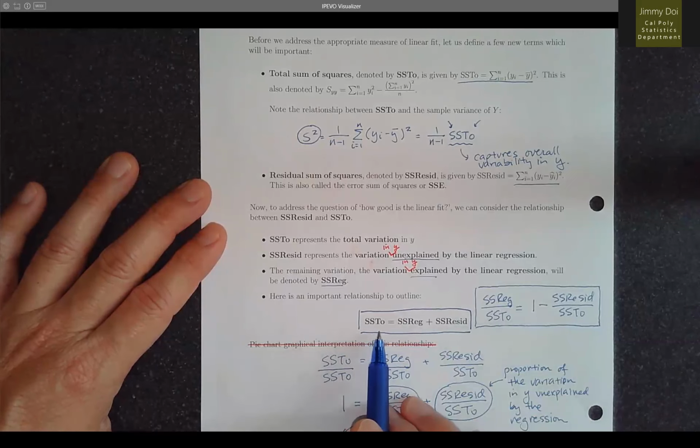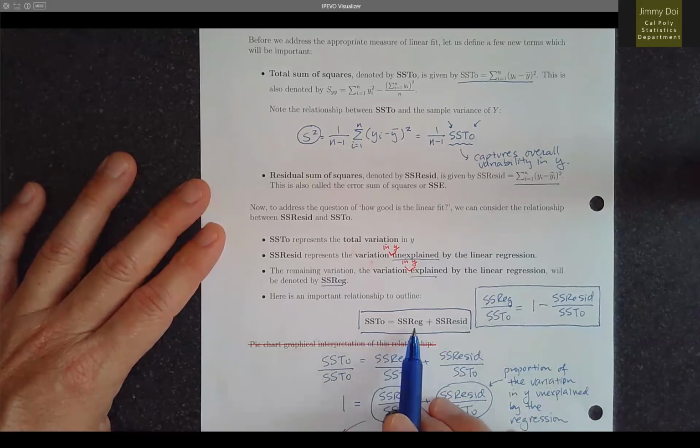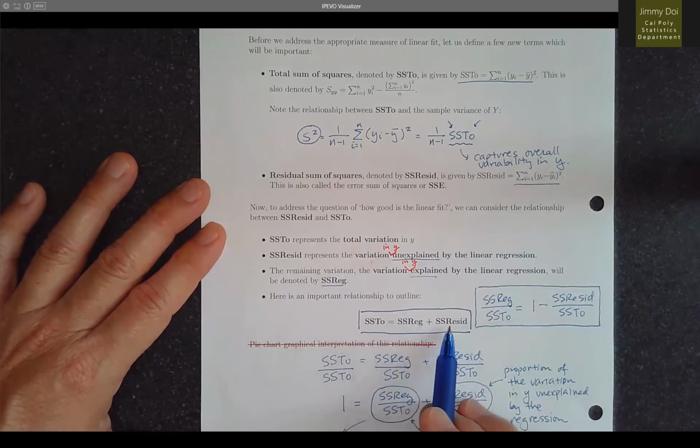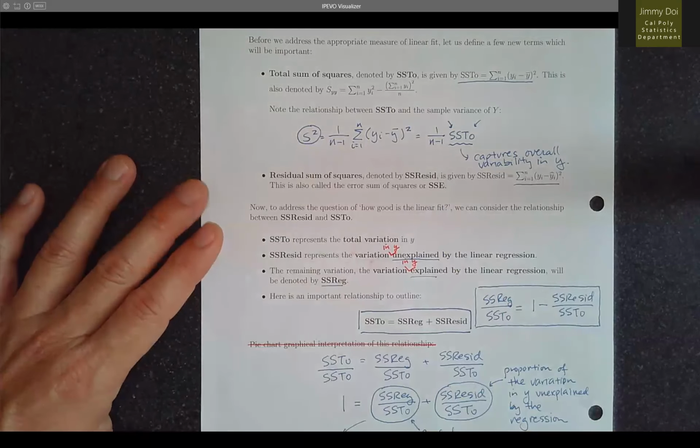Total variability in y is broken up into 2 components. Total variability in y explained by the regression, total variability in y not explained by the regression. And we called SS resid back here, but you could also call it SSE, right? And we wrote that over here. Now, what does that have to do with what we're talking about here?